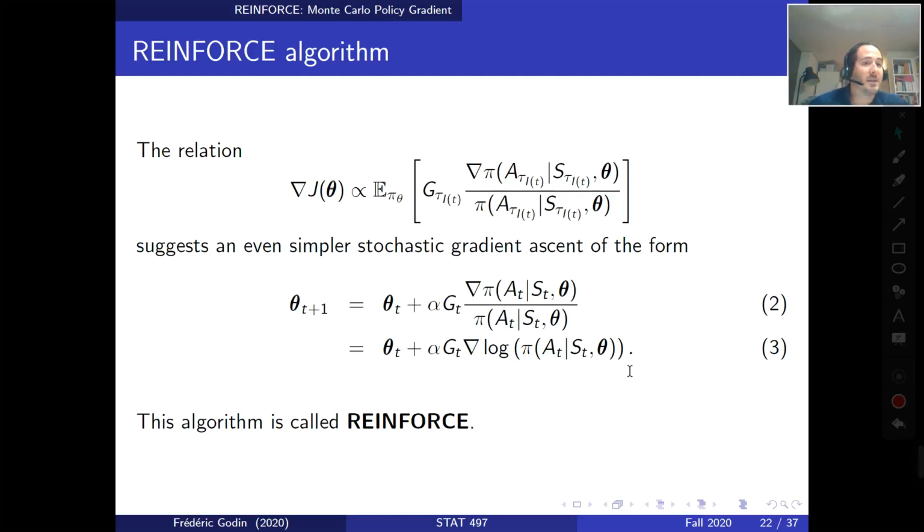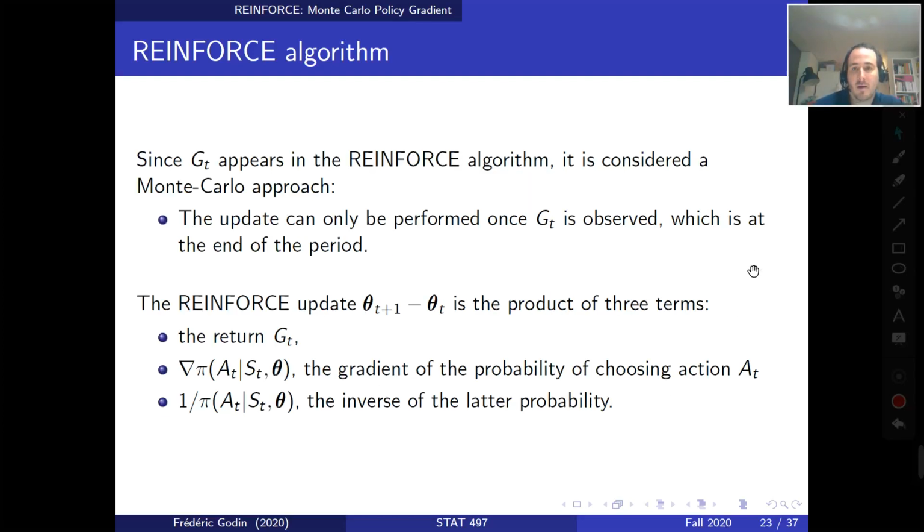Conversely to the true gradient ascent we had earlier, where we either rely on knowing mu or knowing the value function itself, which was not applicable in practice, now this REINFORCE algorithm, this update rule, can be applied. Okay, so as we said in the previous REINFORCE algorithm, we have the return, which appears in the equation. So it's a Monte Carlo algorithm.